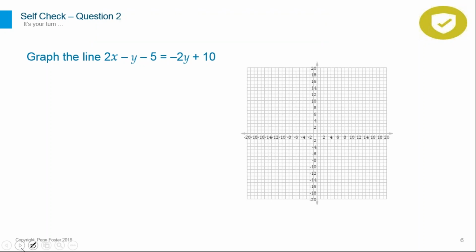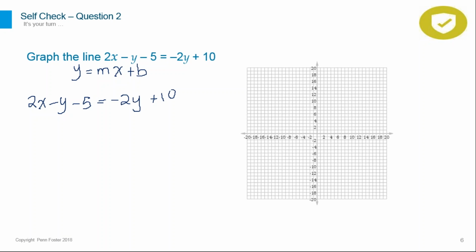Okay, let's do the question together. So first, I'd like to always remember the goal. The goal is the slope-intercept form y equals to mx plus b. Second, I'm going to rewrite the equation given in the question. 2x minus y minus 5 equals to -2y plus 10. There is a lot of work that we have to do to come up with the slope-intercept form of the given equation. We need to switch the x to the right-hand side. We need to bring the -5 to the right-hand side as well.